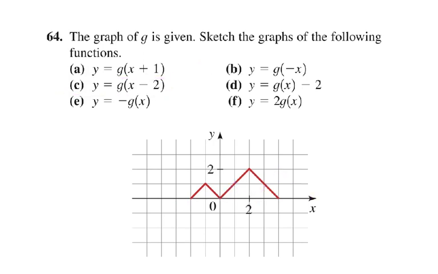How about an up or down one? This one is down 2. So if I take all my dots and I move them down 2 tick marks, there you go.